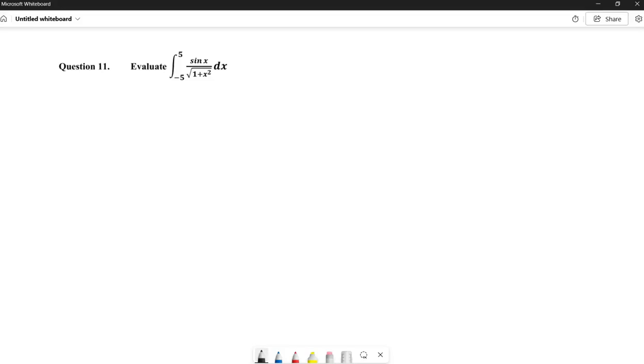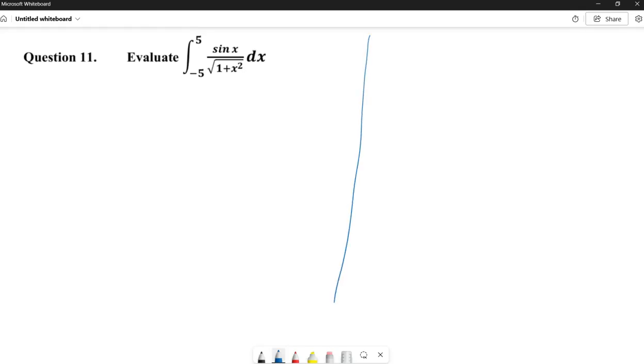Here we have a problem to evaluate this integral from -5 to 5 of sine x divided by the square root of 1 plus x squared dx. This looks like a very complicated question at first look, but I'm going to show you an easier way to do this one.